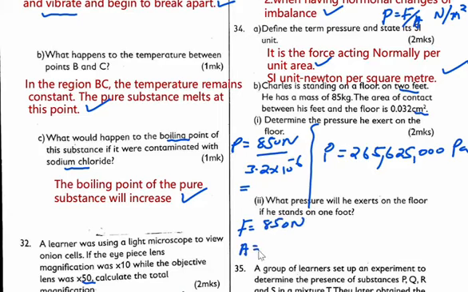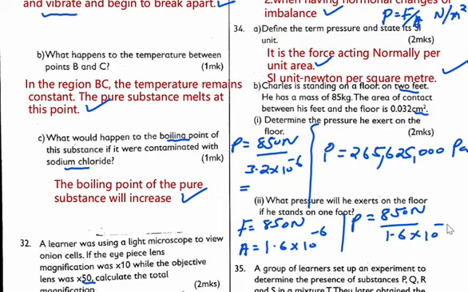Now the area we are going to divide by 2. Remember our area was 3.2 times 10 raised to negative 6. We divide by 2, so for 1 foot it will be 1.6 times 10 raised to negative 6. So pressure is equal to force over area: the force 850 newtons over the area 1.6 times 10 raised to negative 6 square meters.